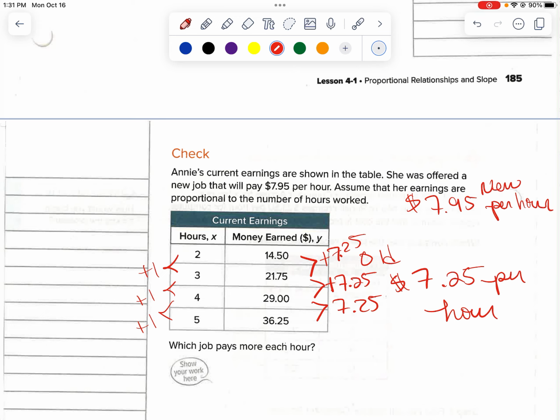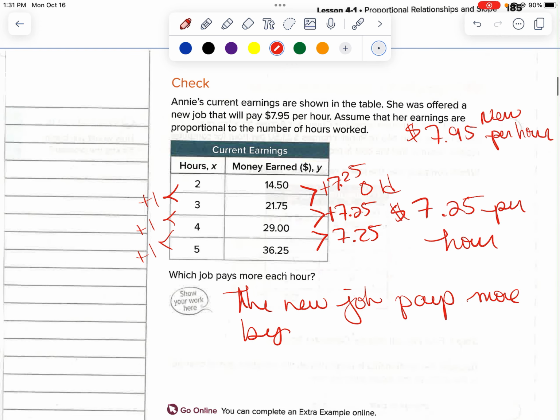Which job pays more per hour? The new job pays more by 70 cents per hour.